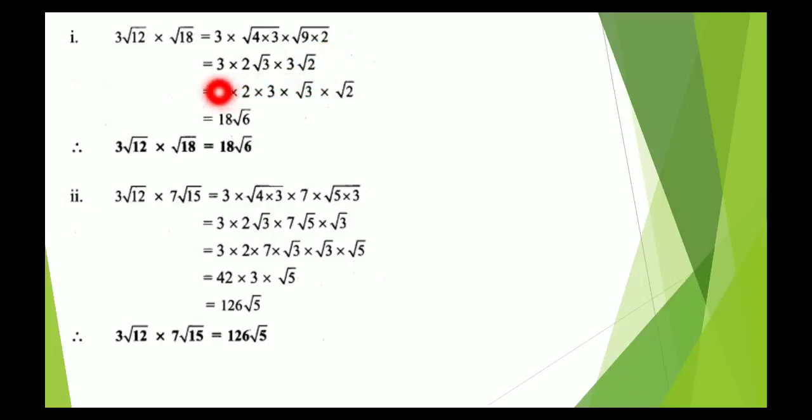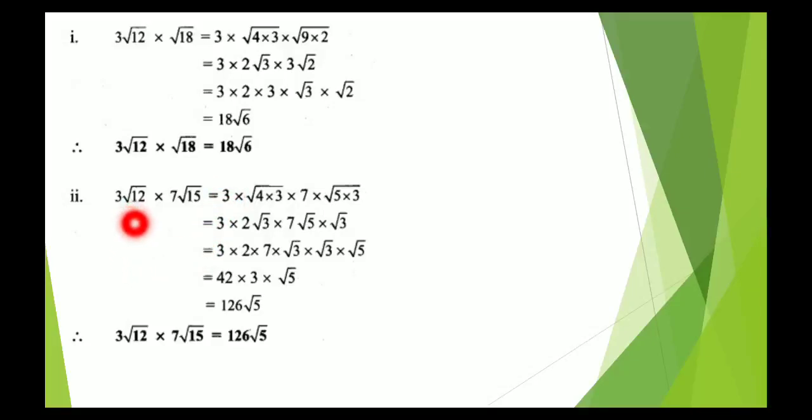So let us multiply the normal numbers: 3 multiply 2 multiply 3, and the remaining is root 3 multiply root 2. So 3 2s are 6, 6 3s are 18. Root 3 multiply root 2 is root 6. So the multiply and write the answer in the simplest form. Our answer is 18 root 6.